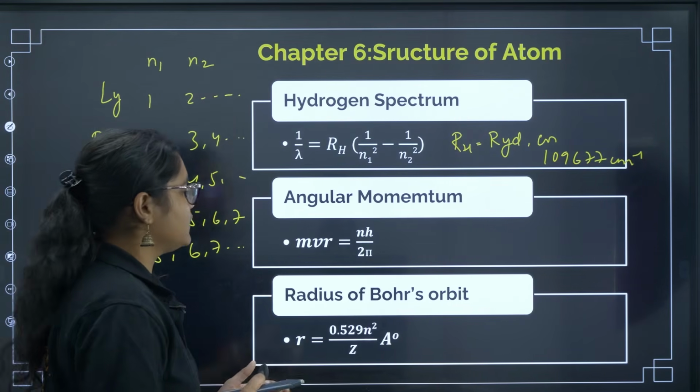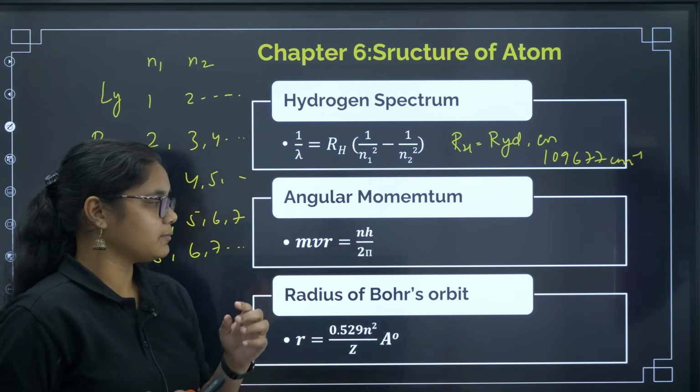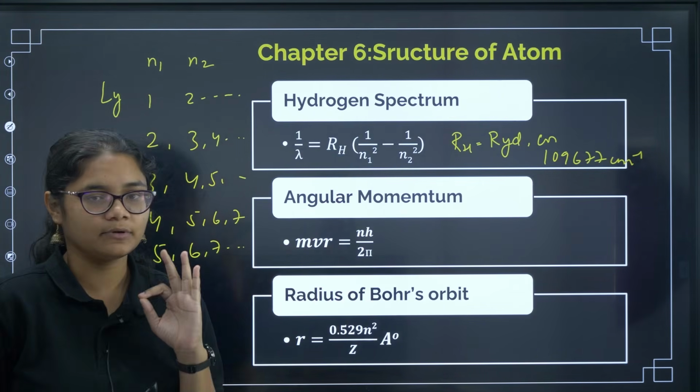Now next one, angular momentum, mvr is equal to nh by 2 pi. Here you should remember that angular momentum should be an integral multiple of h by 2 pi.